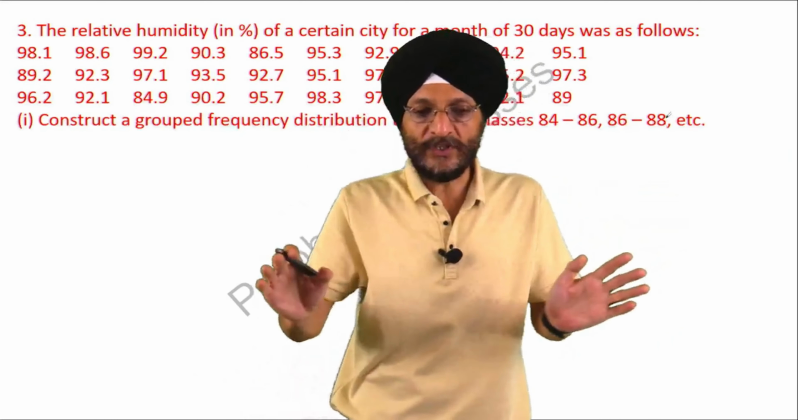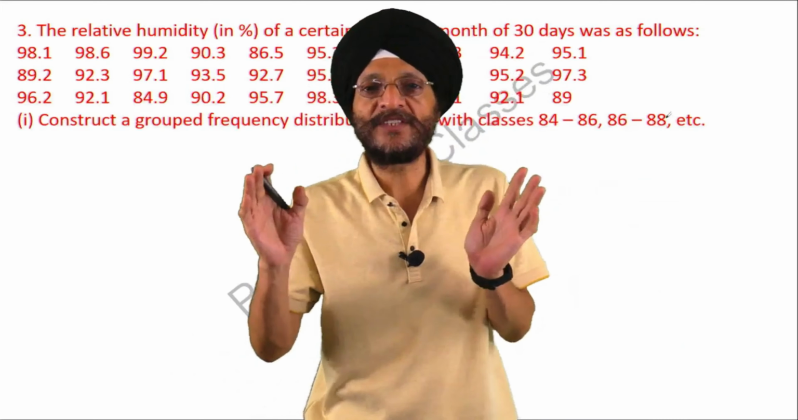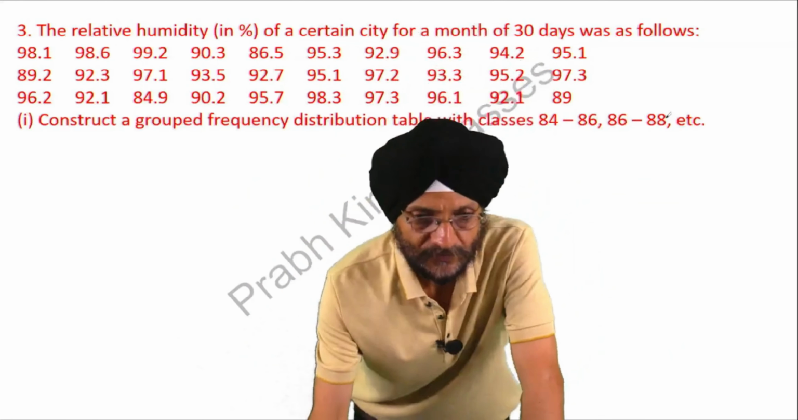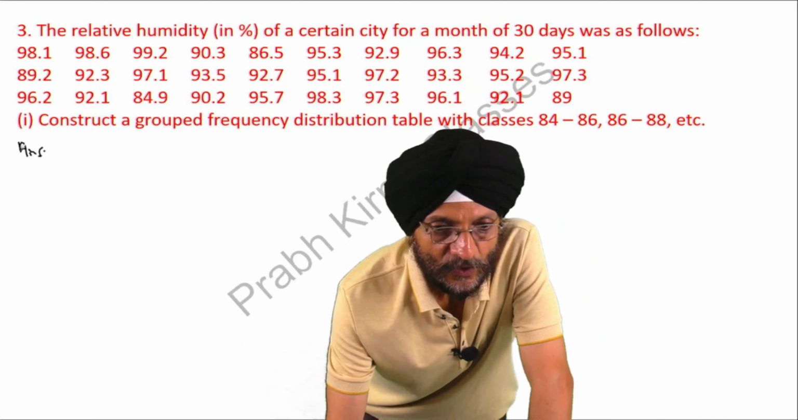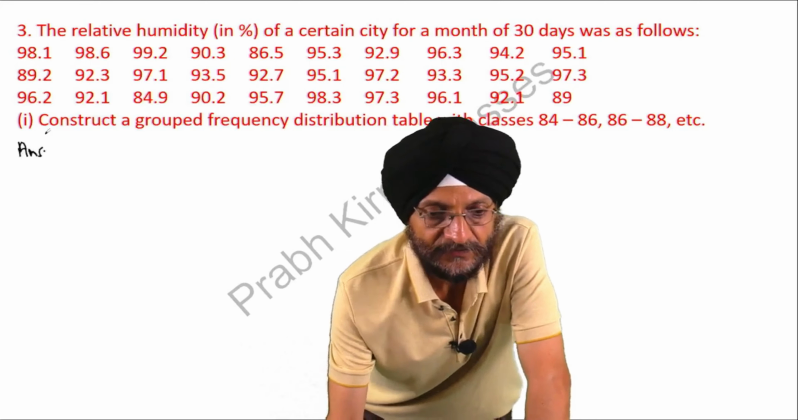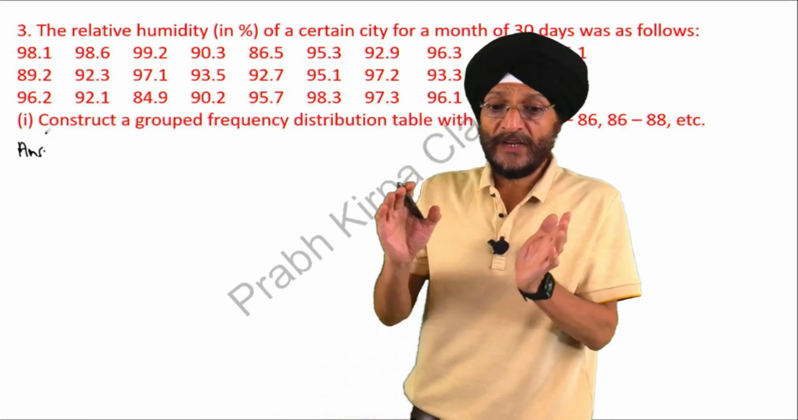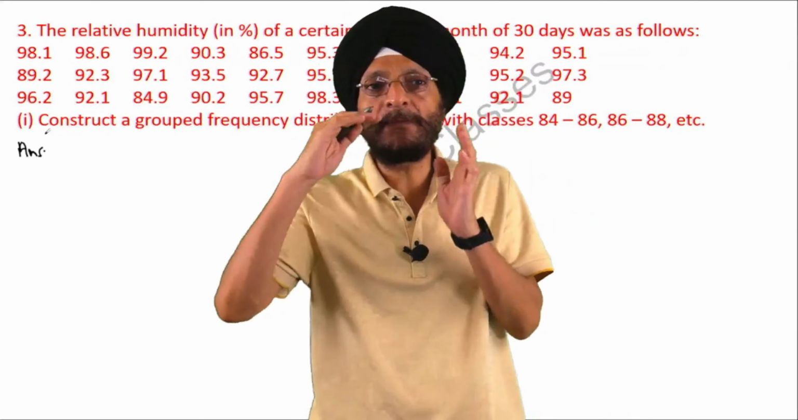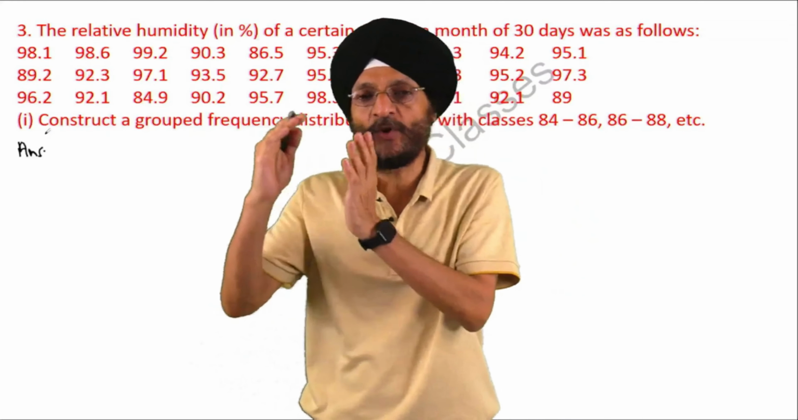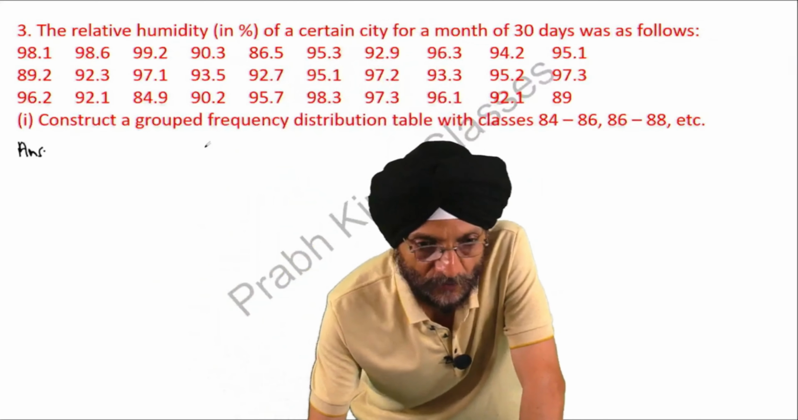In this way we are to construct a grouped frequency distribution table. Now, firstly, to form the intervals we will have to find out the minimum relative humidity and the maximum relative humidity.